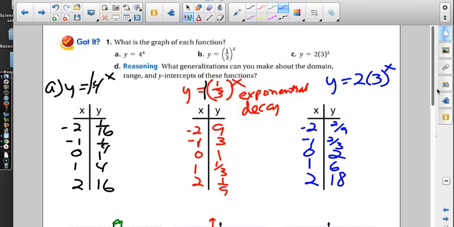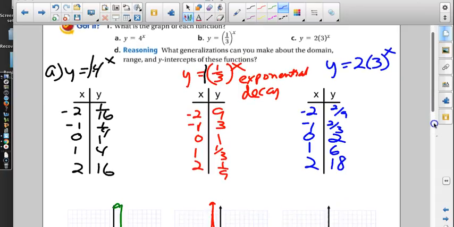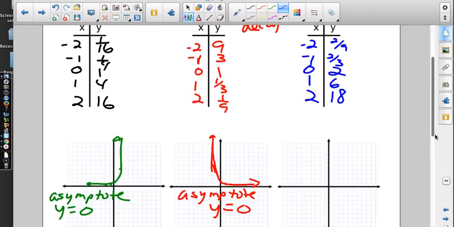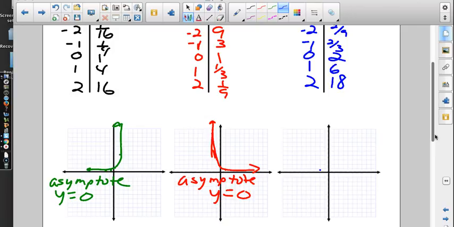But we'll graph what we have. And we got -2, 2/9. And we've got -1, 2/3. 0, 2, because that was our A value. 1, 6. And then 218 is way off the grid. So we're just going to make this look almost like it's going straight up and down.